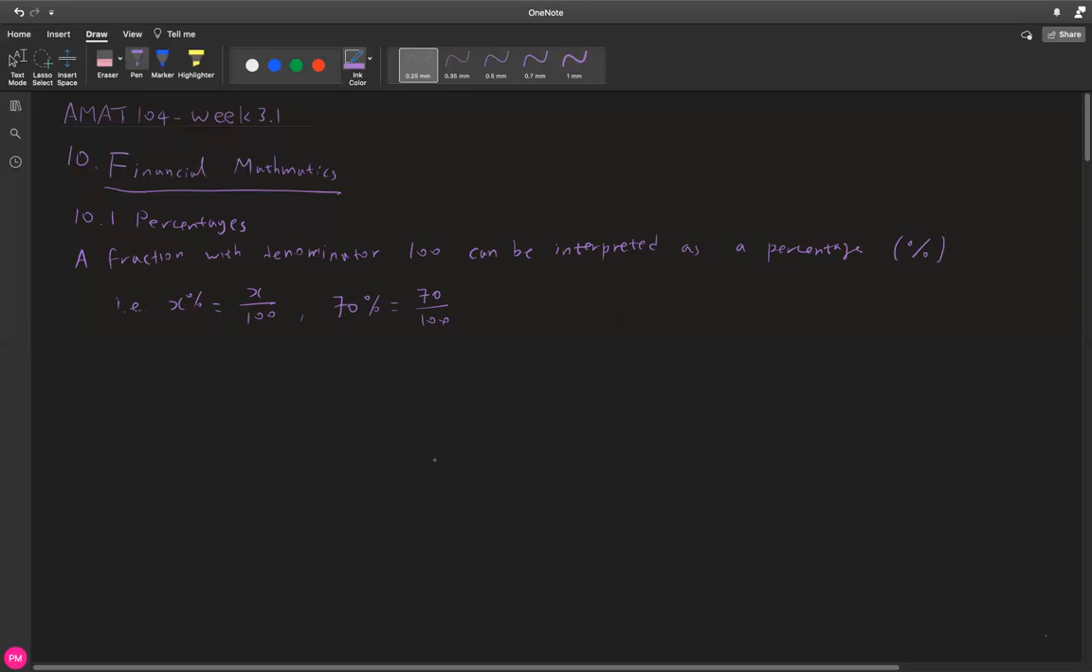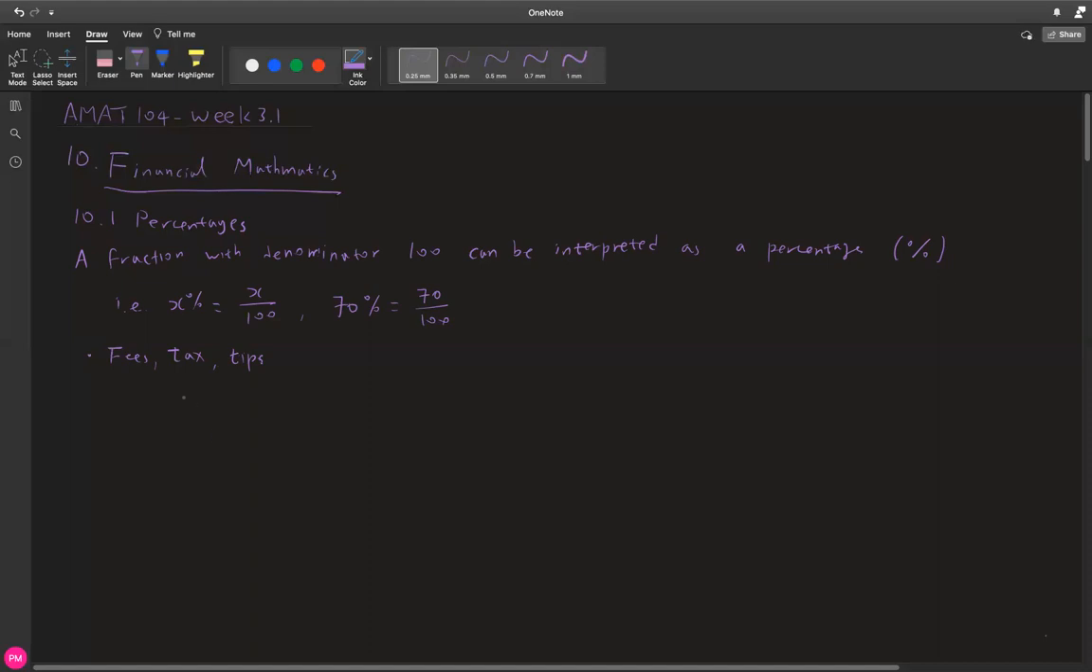Percentages are actually used in several different ways, so let's look at some examples. A lot of fees are percentage based, and tax is also percentage based, and what else? Tips. You also pay according to how much you ate, so it's percentage based.